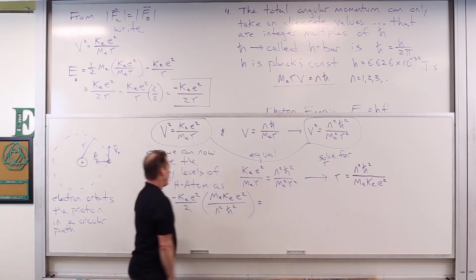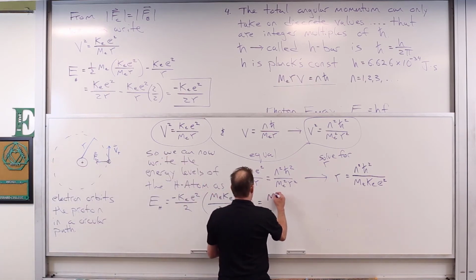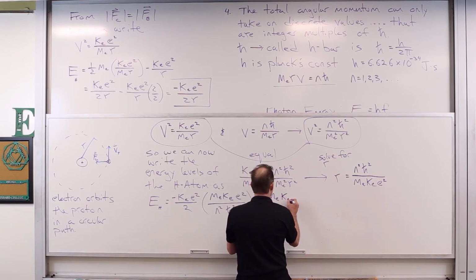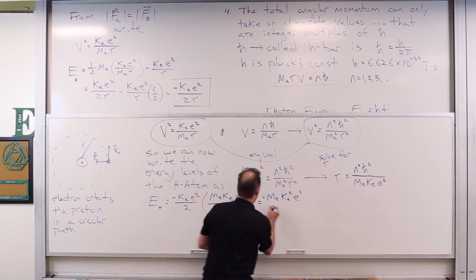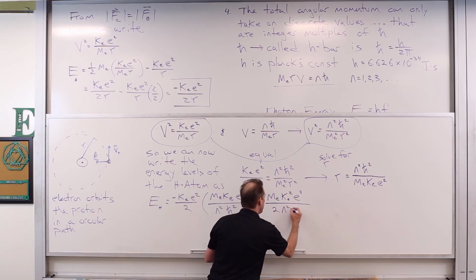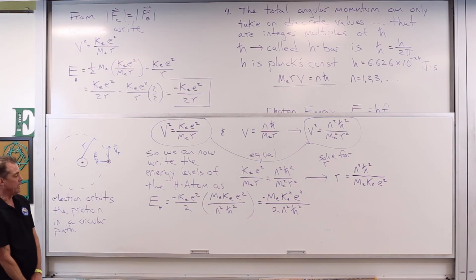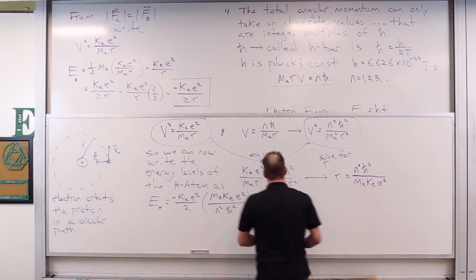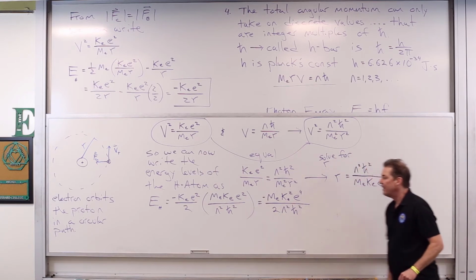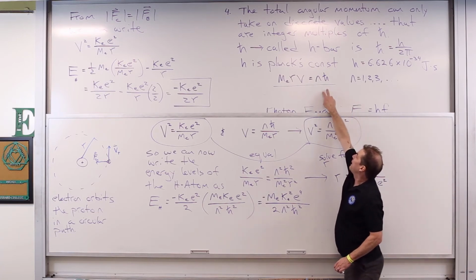And what do we do with this? We go ahead, put some things together, and we've got ourselves negative m sub e, k sub e squared, e to the 4th, divided by 2 n squared, h bar squared. And there are the energy levels of the hydrogen atom that are ultimately resolved down to r, resolved down to n, which has to do with r. We see how it's related back to r right here.